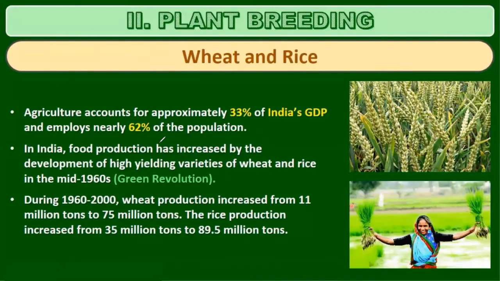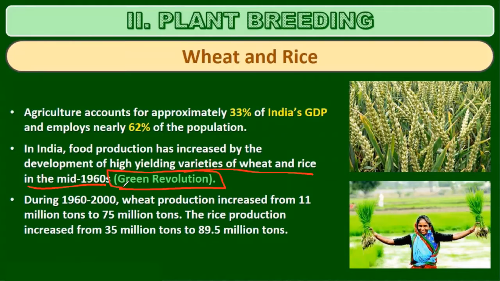Now we'll learn more about wheat and rice and other types of crops. Agriculture accounts for approximately 33% of India's GDP and employs nearly 62% of the population. In India, food production has increased by the development of high-yielding varieties of wheat and rice in the mid 1960s, that is in the Green Revolution.